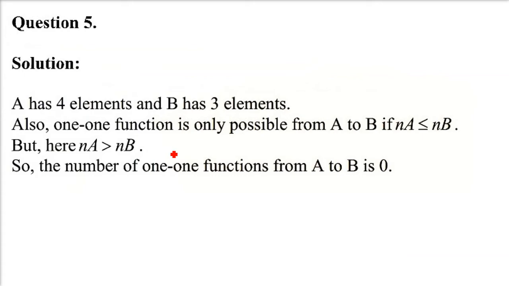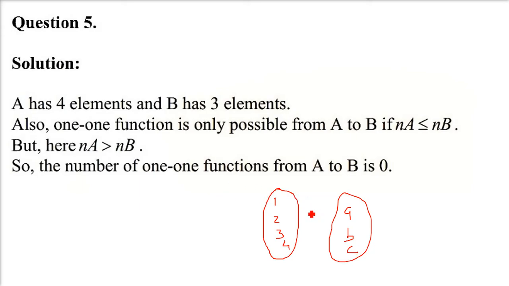Question number 5 we are taking. Write the total number of 1-to-1 functions from set A, where A is {1, 2, 3, 4}, to B, which is {a, b, c}. Now let us use the formula. I already told you, you can do that. But here is a catch. What is the catch? We have 1, 2, 3, 4 in the first set and a, b, c in the second set. So in order to make 1-1, 1, 2, 3, 4 has to be mapped with exactly one element of the second set.